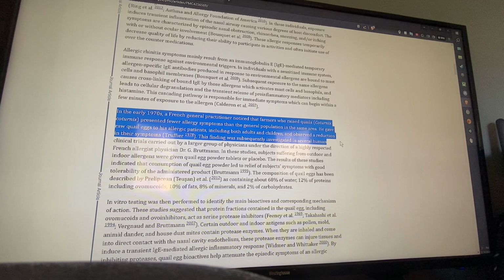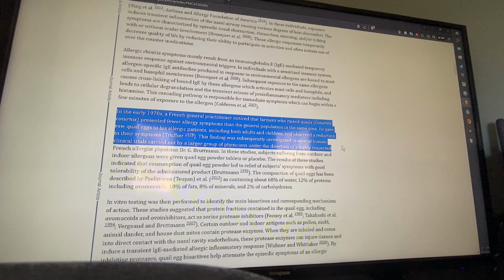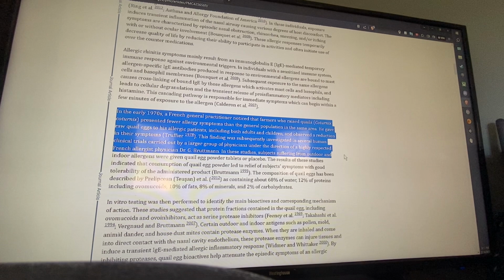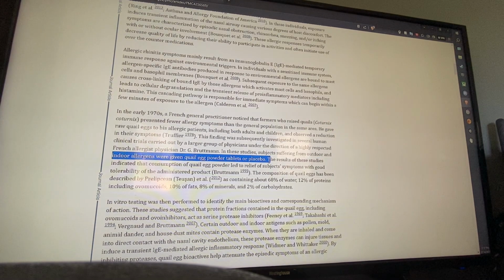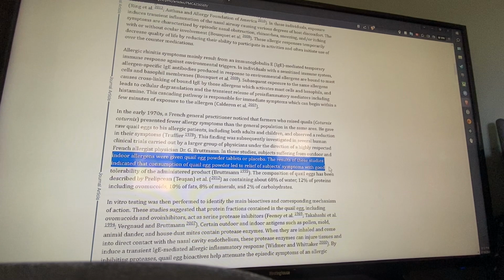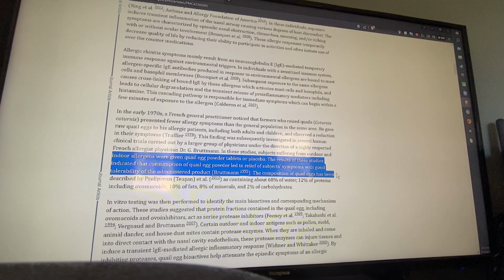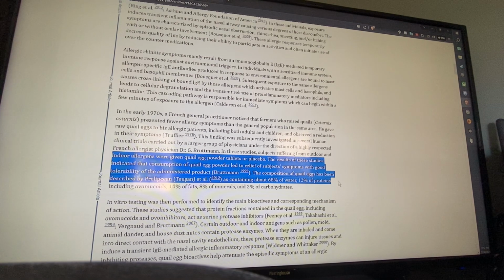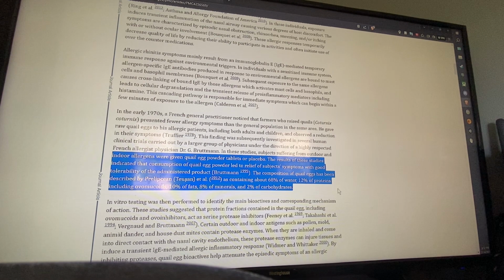This finding was subsequently investigated in several human clinical trials carried out by a larger group of physicians under the direction of a highly respected French allergist physician, Dr. G. Brutman. Okay, and then these studies, subjects suffering from outdoor and indoor allergens were given quail egg powder tablets or placebo. The results indicated that consumption of quail egg powder led to relief of subject symptoms with good tolerability of the administered product. The composition of quail eggs has been described as containing 68% water, 12% proteins, including ovomucoids, 10% fats, 8% minerals, and 2% carbs.